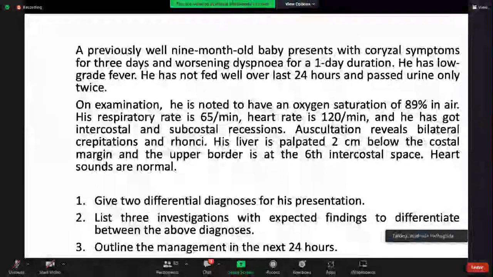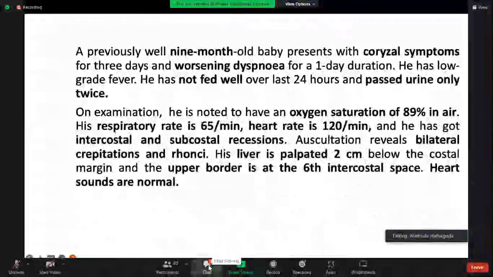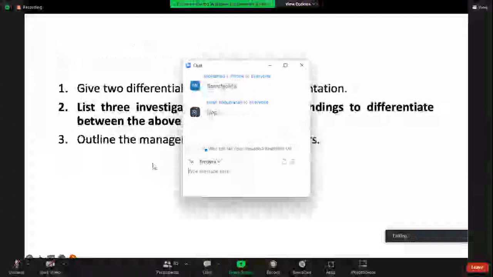Sometimes giving NG feeds can inflate the stomach and cause aspiration, so for the short term, you can give IV fluids. Right. So your management should be specific for this particular child. Giving oral feed is not the case here. Okay. Anything else? Anything else for the management?